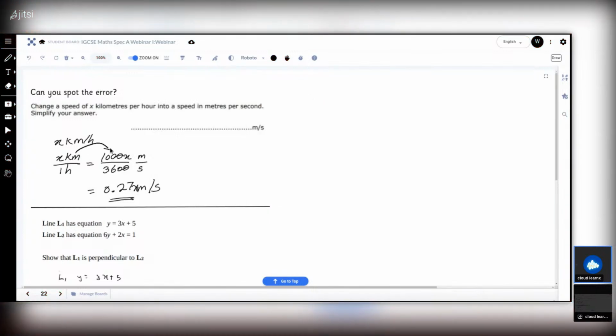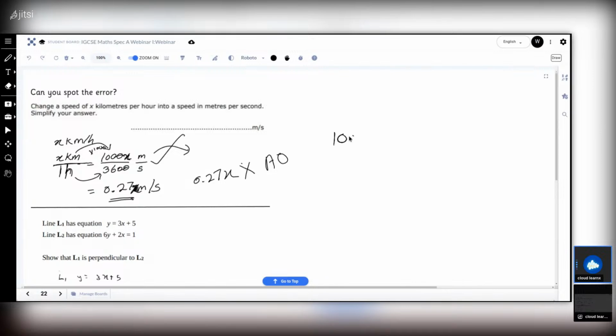So everything looks good. Converting kilometers to meters, multiplying by 1,000. Per hour means hours is in the denominator. That's a common way to think about it. And then convert that to seconds, 3,600, and then simplify, right? So the first step looks good, very solid. And here I sort of added x because this has to be 0.27x. But still, the final answer wouldn't have been given. You don't get A1. Why?